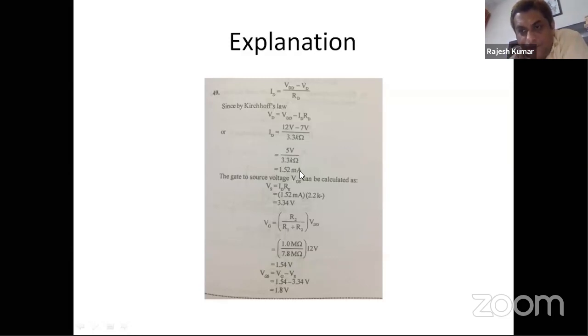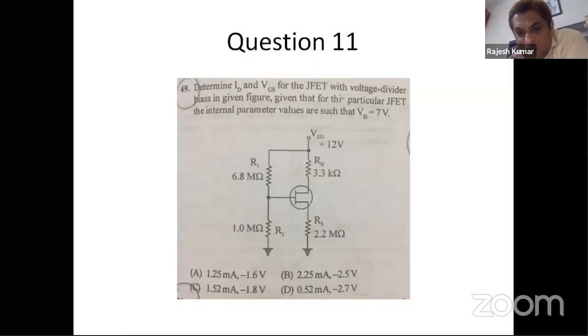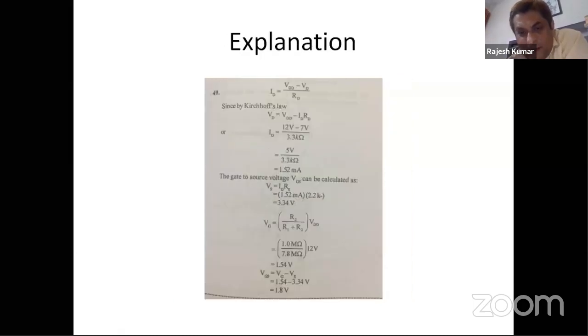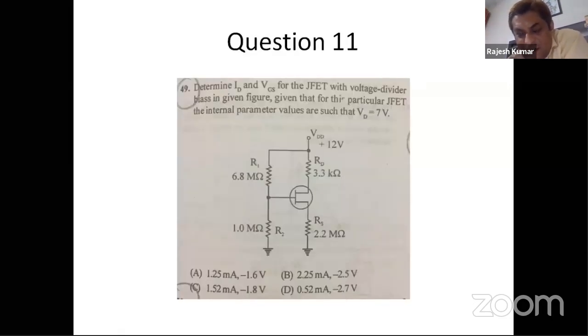1.52 milliamperes. Now there is a small mistake in this question: this RS should be 2.2 kilo ohms. This is not mega ohms, this is in kilo ohms. Then we have to find VGS. How will you find VGS? This is the gate, this is the source. VGS is nothing but the difference between VG and VS, the voltage that will appear here and the voltage that will appear here. The difference between these two voltages will give you VGS.